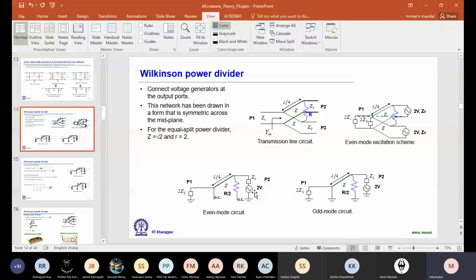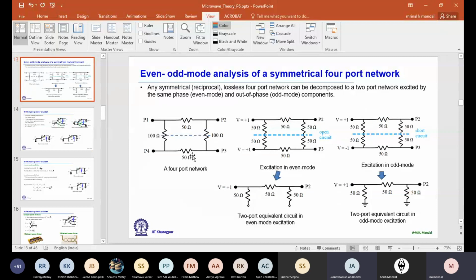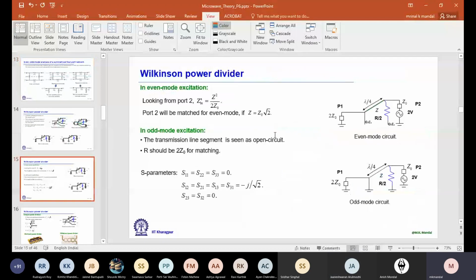Sir, could you explain the odd mode circuit explanation again? How did it come that R is 2Z0? Okay, so this circuit, you understood how we came to it? Now you check. I'm looking from port 2 into the circuit. This end is shorted, like a lambda by 4 section. If this is shorted, whether on the left-hand side you connect twice Z0 or not does not matter, because this is shorted.